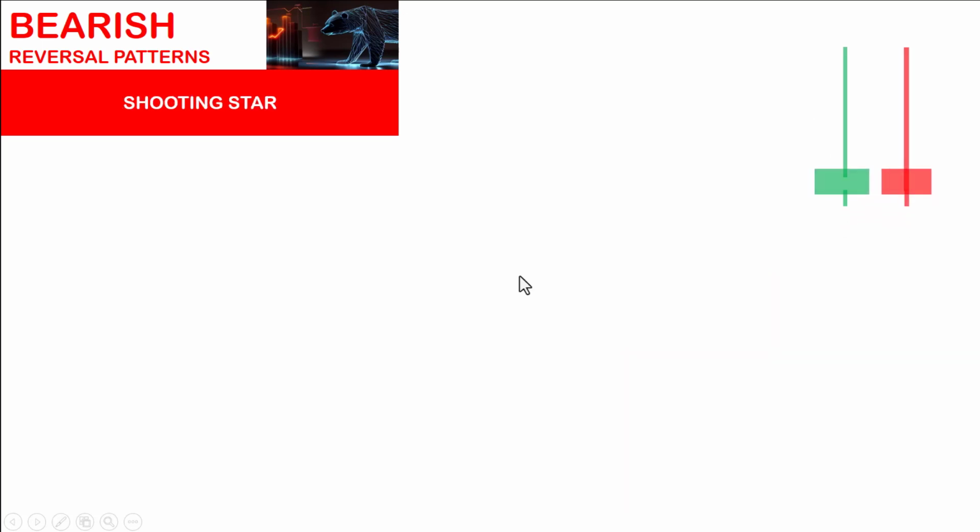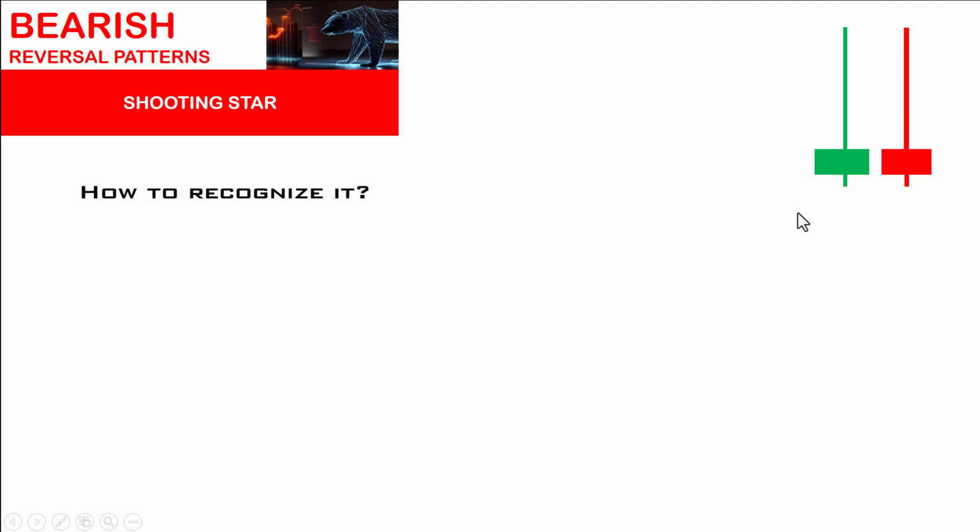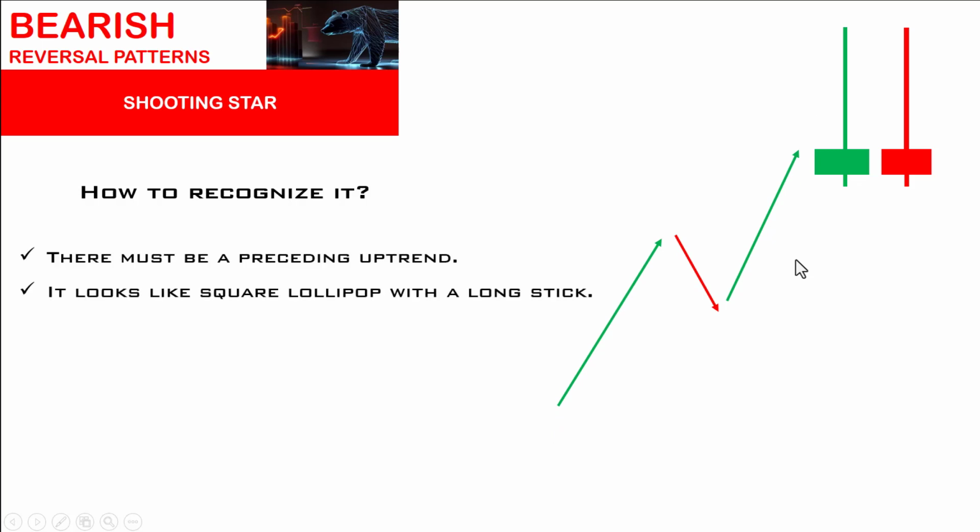So shooting star, this is how a shooting star is formed. Shooting star has a very long upper shadow and a very small lower shadow. You must see it at the top of an uptrend. There must be a preceding uptrend before you can recognize this one to be a shooting star. It's very key. It's a very solid reversal candlestick pattern. It looks like a lollipop with a long stick.